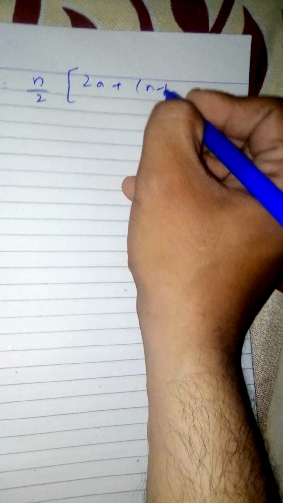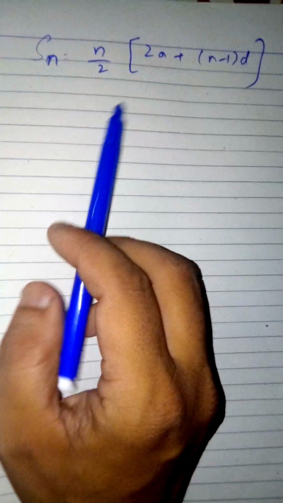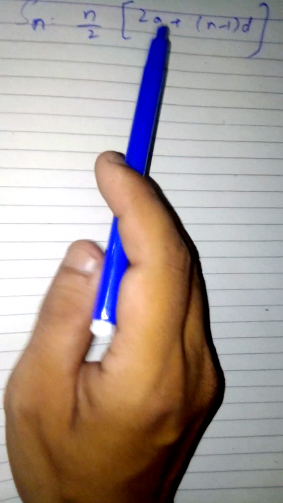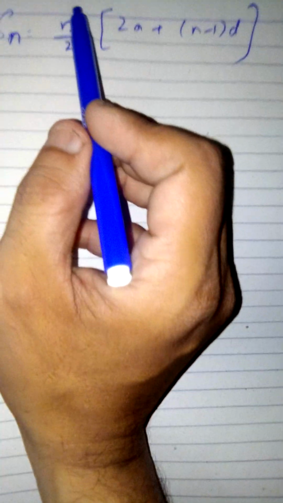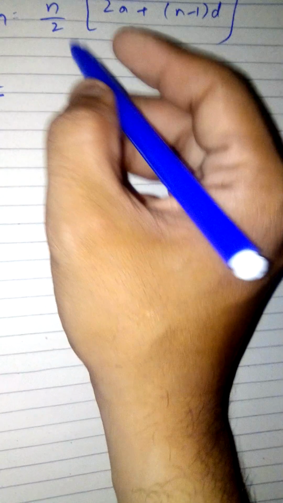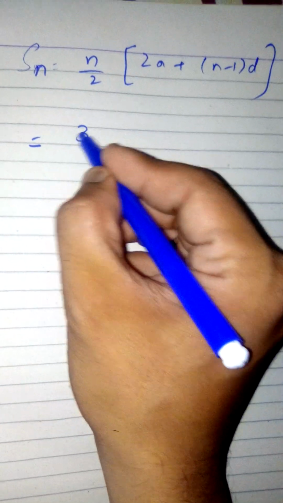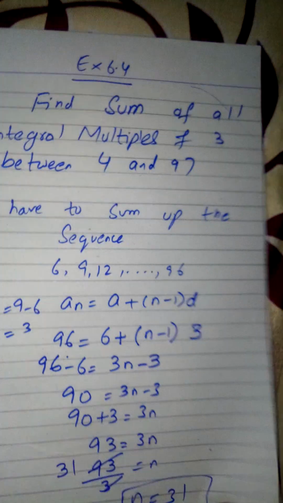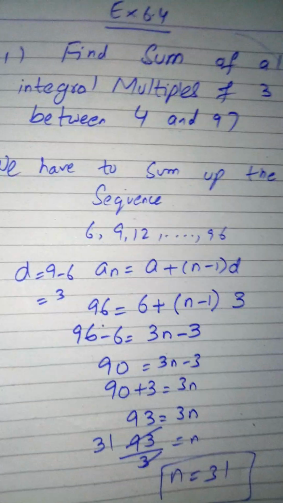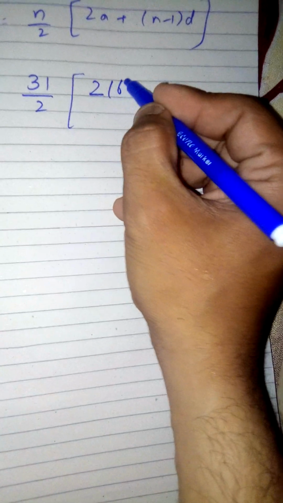Now the required sum: the value of n is 31, so 31 upon 2. 2 into a, the first term, which is 6, plus n minus 1, that is 31 minus 1, into d. We have to sort out the value of d, 9 minus 6, which is 3. That becomes 31 divided by 2 into 12 plus 90.